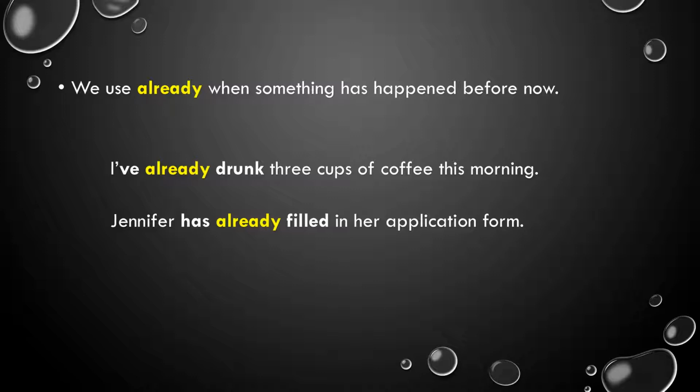Already is used when something has happened before now. To be able to use already, you have to finish the action before now. The action should be done before now. For example, I have already drunk 3 cups of coffee this morning. In this example, you're trying to say, up until now, I have had 3 cups of coffee.